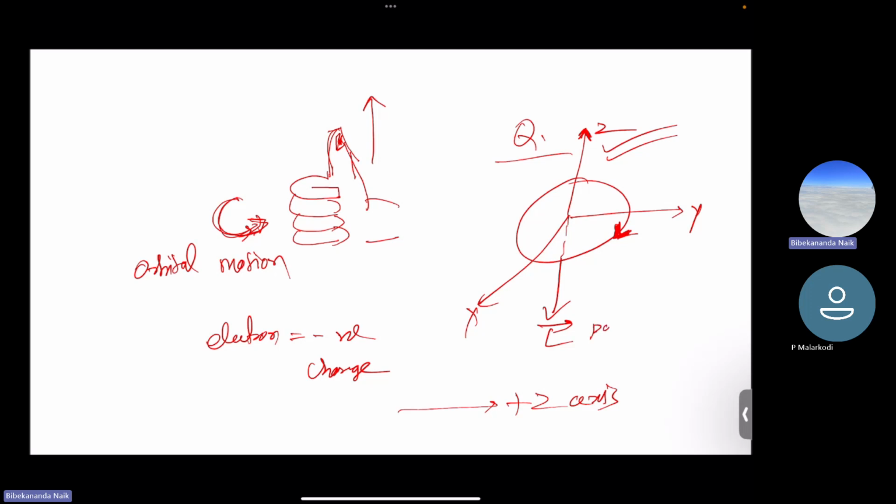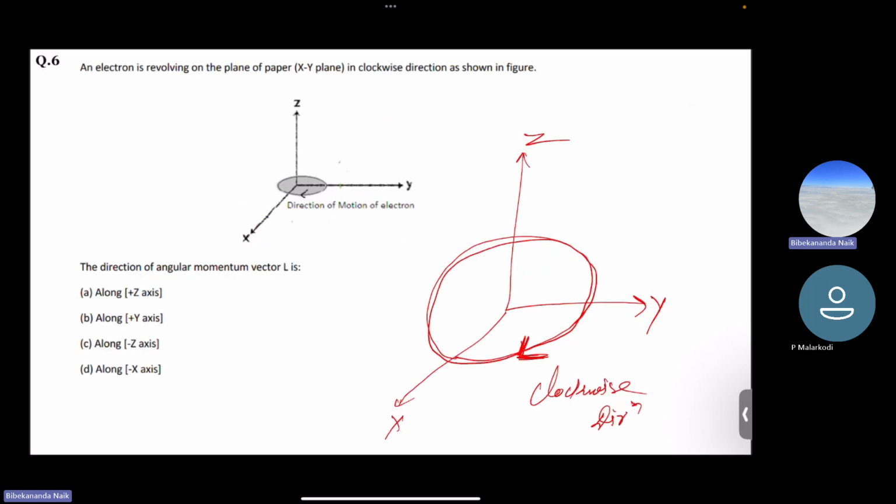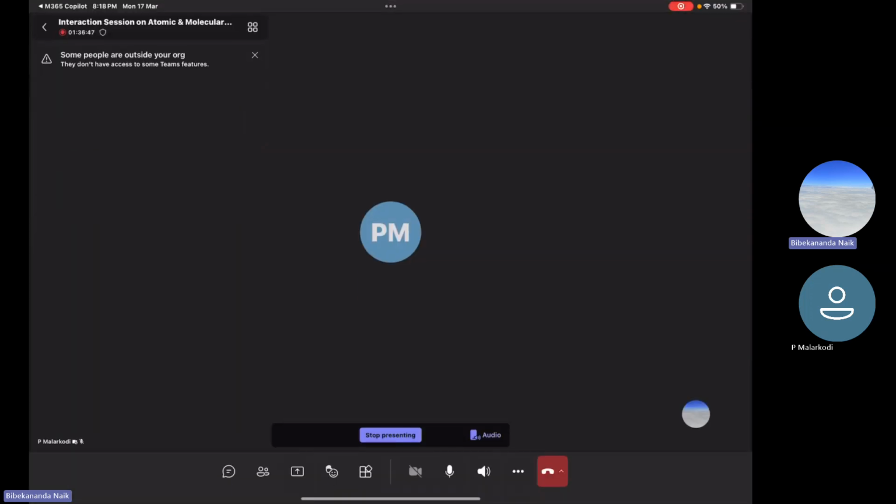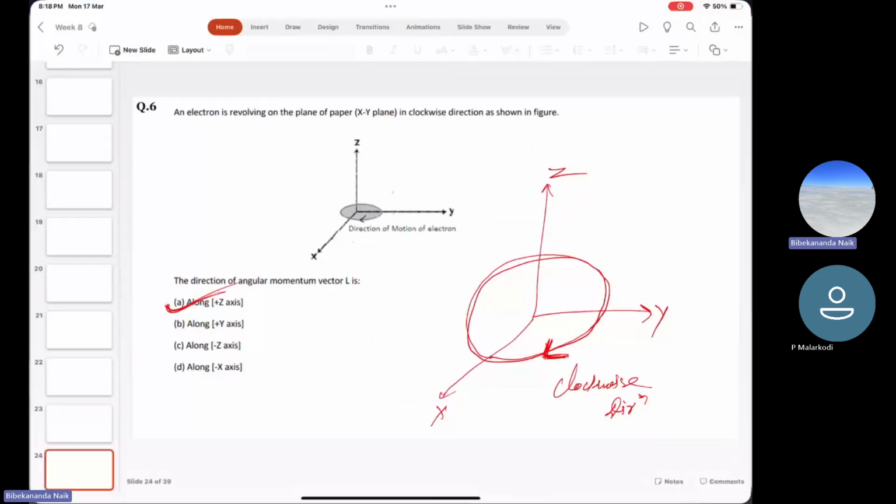This is for positive charge, but since electron has negative charge, its direction will be opposite to that, that will be plus z axis. So the correct option will be option A. Is this clear? Yes, sir. Okay, so we will move to the next one.